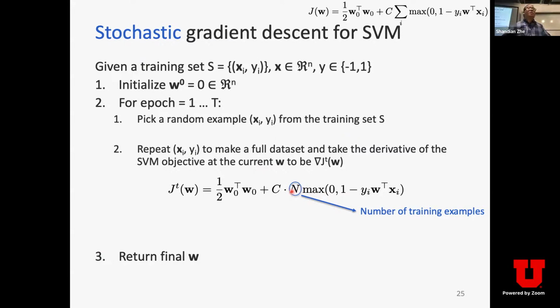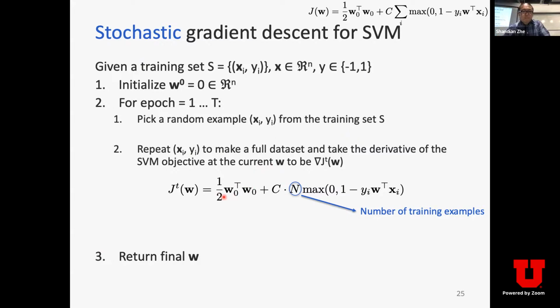So you can see that there's a little bit of difference from what you have done before. Previously, we didn't have this operation of repeating or duplicating one example. I just picked one example to compute the loss and take the gradient, that's it. And here we have to multiply the hinge loss by n. Why should we do this?